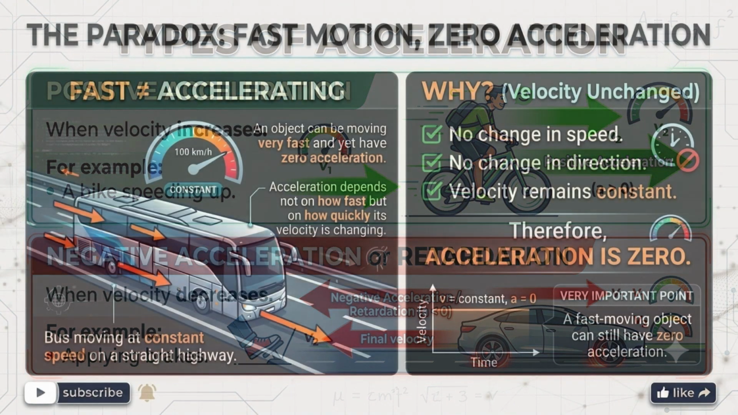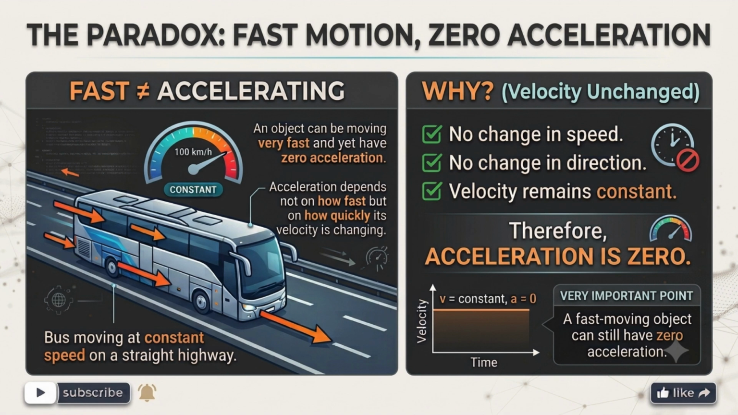Here is a mind-bending question for you. Can an object be moving incredibly fast, but have zero acceleration? The answer is a definite yes. You see, acceleration doesn't care about how fast you are moving. It only cares about how quickly your velocity is changing. If your velocity isn't changing, your acceleration is completely flatlined at zero.